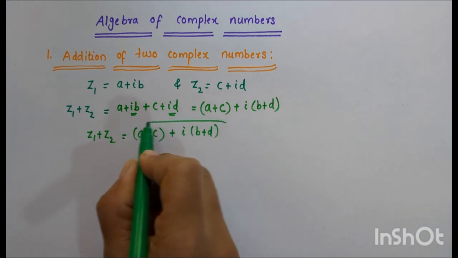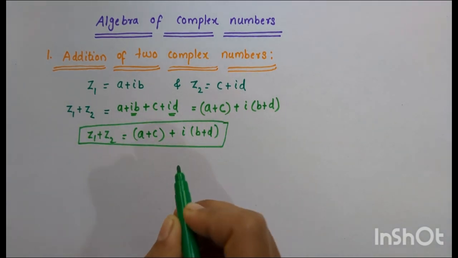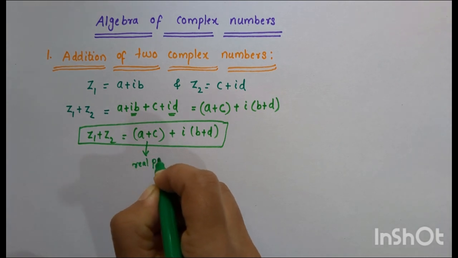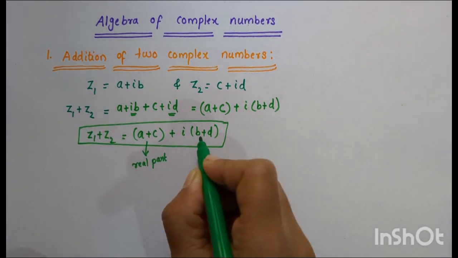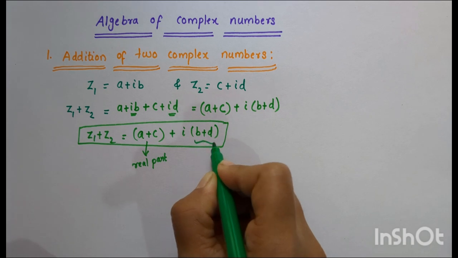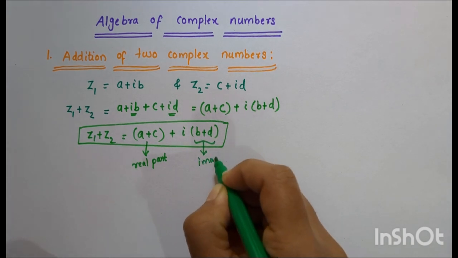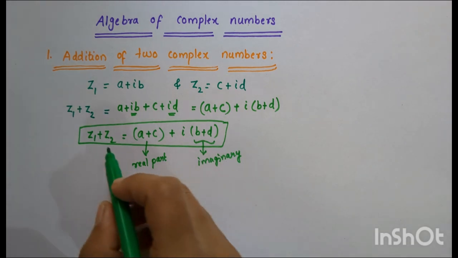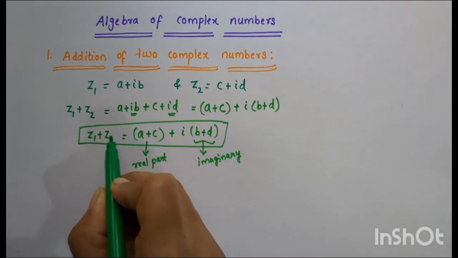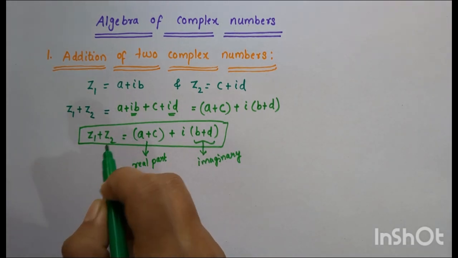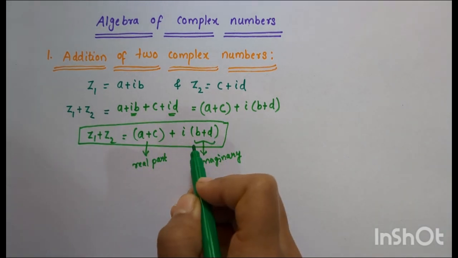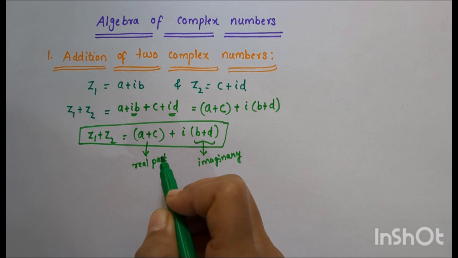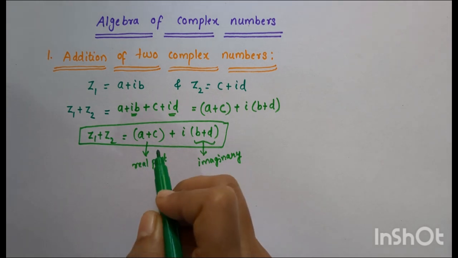Okay, so you see, this is how the addition of two complex numbers is defined. See this a plus c, this is the real part, and i into b plus d, no? So this b plus d is the imaginary part of this number. Okay, so you see, this sum z1 plus z2 of two complex numbers is again a complex number. That is, when you add two complex numbers, the sum will be a complex number too.